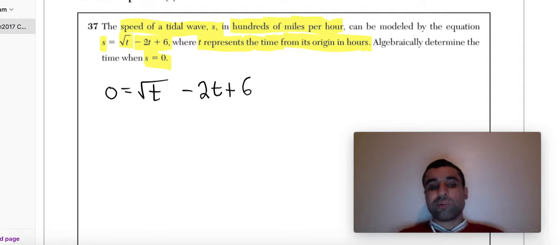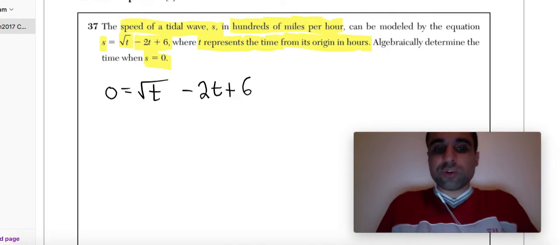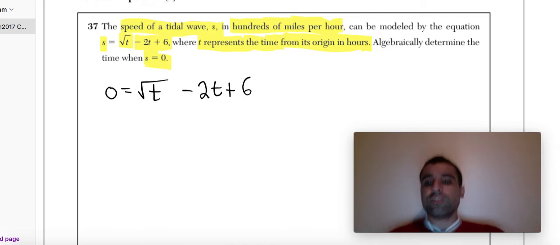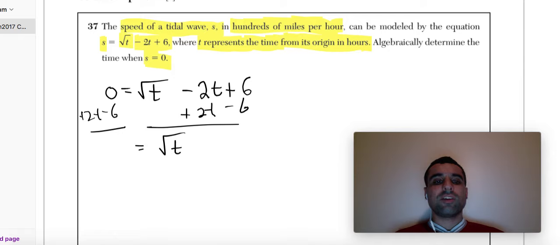Now, usually when we're solving a square root equation like this, we want to get the square root expression by itself. So anything that's not in the square root sign, I'm going to move to the other side of the equation. So I'm going to add 2t and subtract 6 on both sides. And then the square root of t is by itself on the right-hand side.